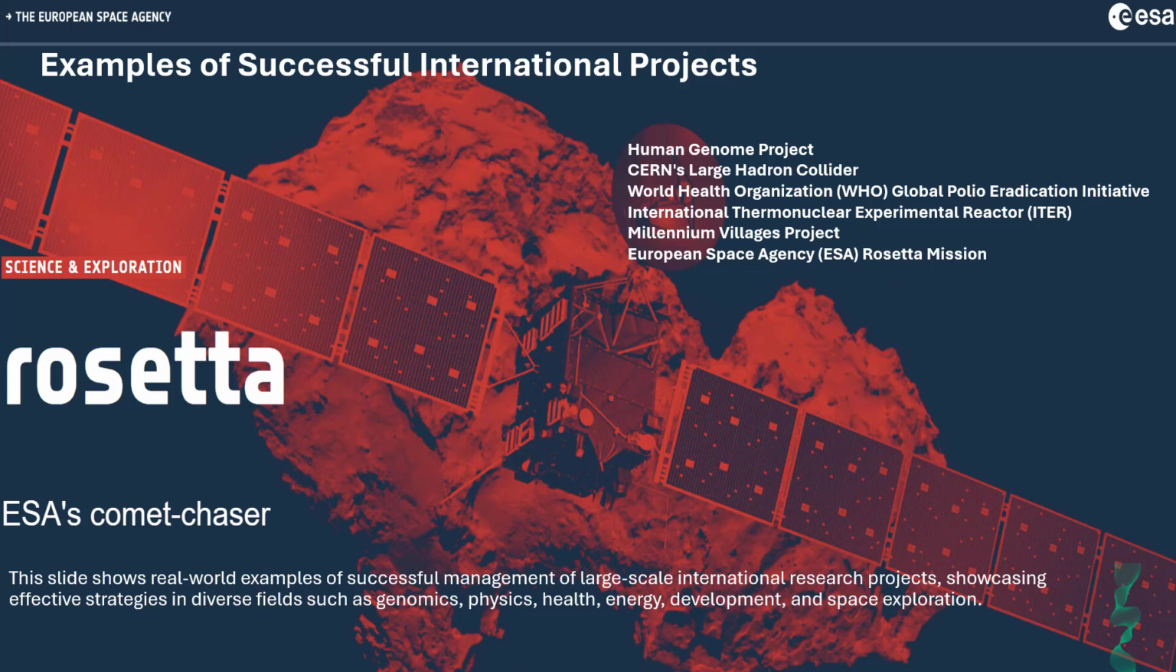And then finally, for this example slide, the European Space Agency. The Rosetta mission involved collaboration between multiple countries to land a probe on a comet. This ambitious project required precise coordination, cutting-edge technology, and international teamwork. In 2014, the successful landing of the Philae probe on a comet was a historic achievement made possible by the collaborative efforts of scientists and engineers from the member countries.